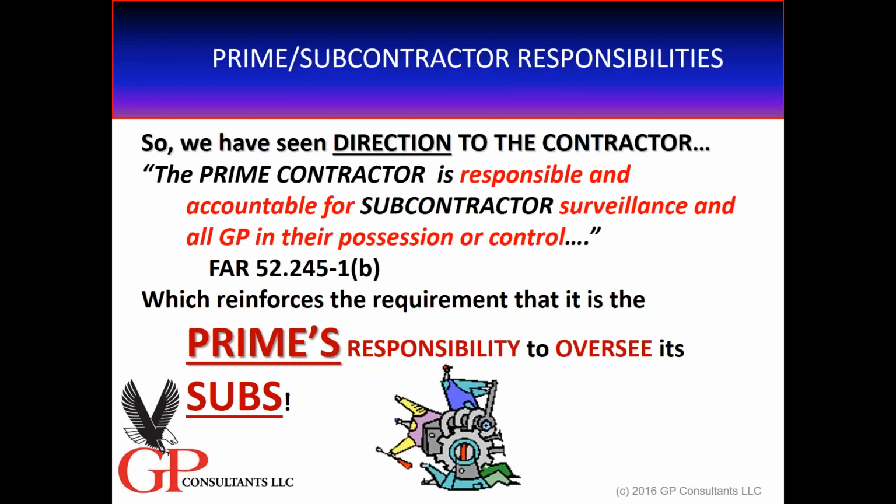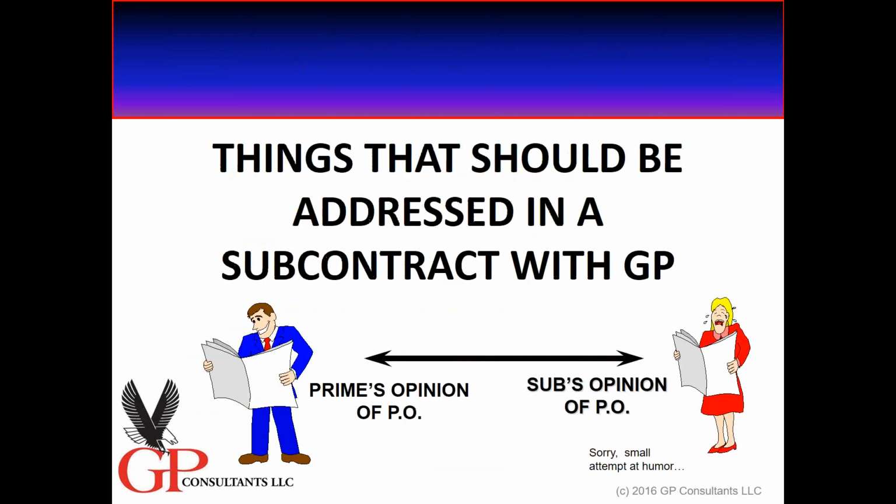So we've seen the direction of the contractor. Prime is responsible and accountable. Reinforces the requirement that the prime's responsibility is to oversee its subcontractors. So things of that nature are broad, generic statements that are there.